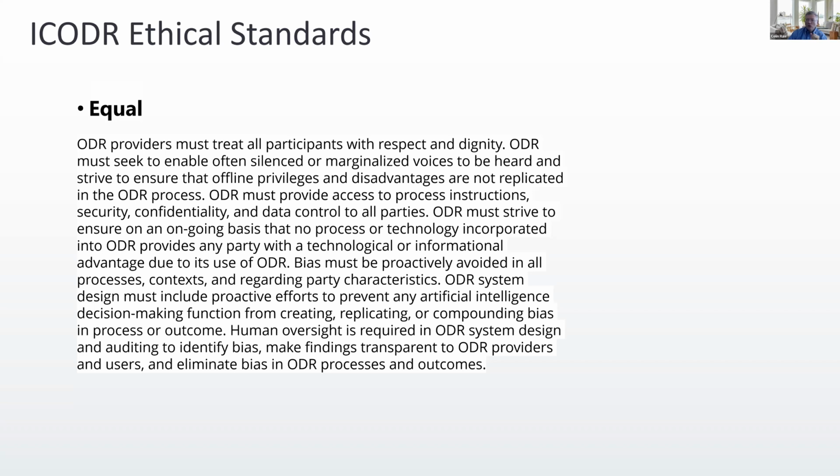So one of the things we know about AI is if you train an AI mechanism, an LLM or a machine learning process or whatever, neural network, if you train it with data that contains bias, the LLM or the AI, that mechanism, will learn to replicate that bias. So there are obligations in terms of bringing in, you can see, ODR system design must include proactive efforts to prevent any artificial intelligence decision-making function from creating, replicating, or compounding bias in process or outcome.